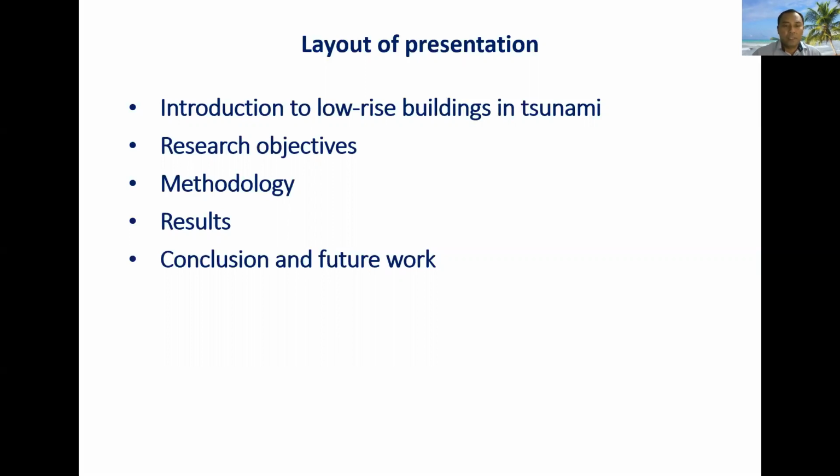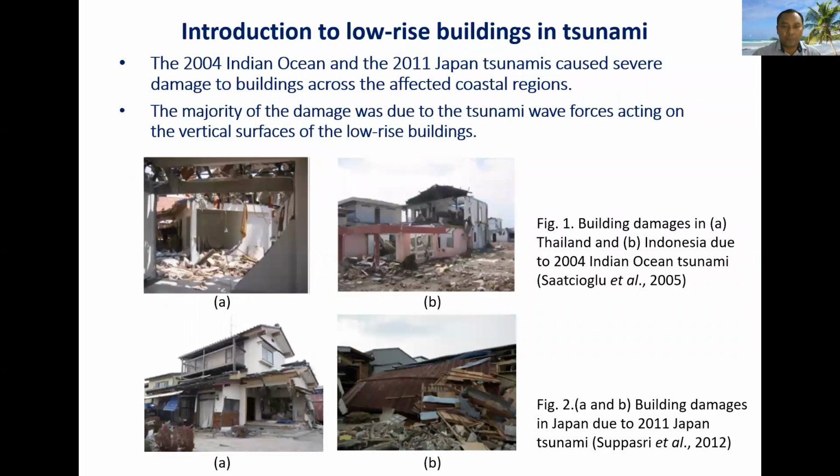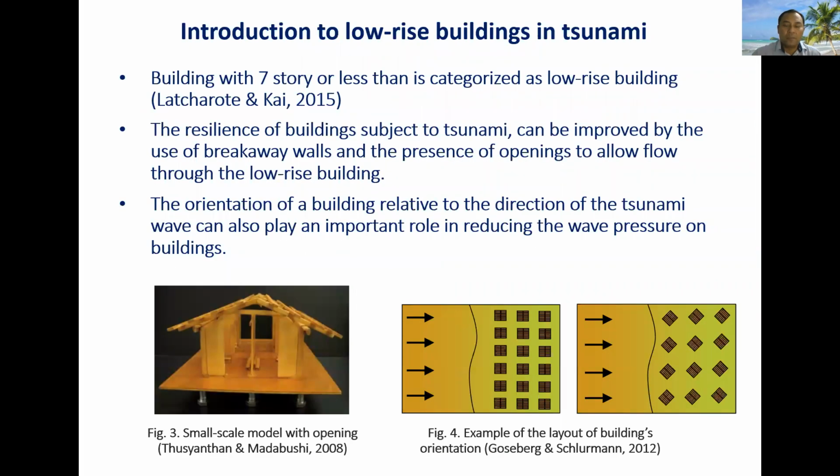As we know, the 2004 Indian Ocean and the 2011 Japan tsunami caused severe damage to building in the affected coastal region, as can be seen from Figure 1 and Figure 2. Based on literature, the damage was due to excessive force acting on the vertical surface of the low-rise building. A building is categorized as low-rise if it has less than 7 stories.